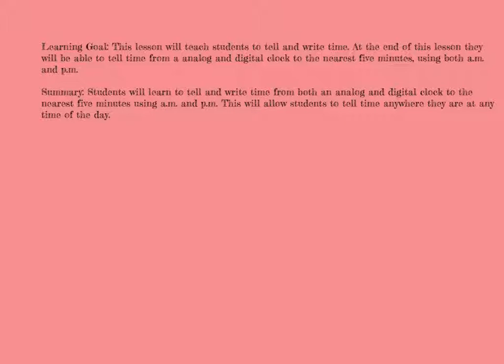Learning goal. This lesson will teach students to tell and write time. At the end of this lesson, they will be able to tell time from an analog and digital clock to the nearest 5 minutes using both AM and PM. A summary. Students will learn to tell and write time from both an analog and digital clock to the nearest 5 minutes using AM and PM. This will allow students to tell time anywhere they are at any time of the day.